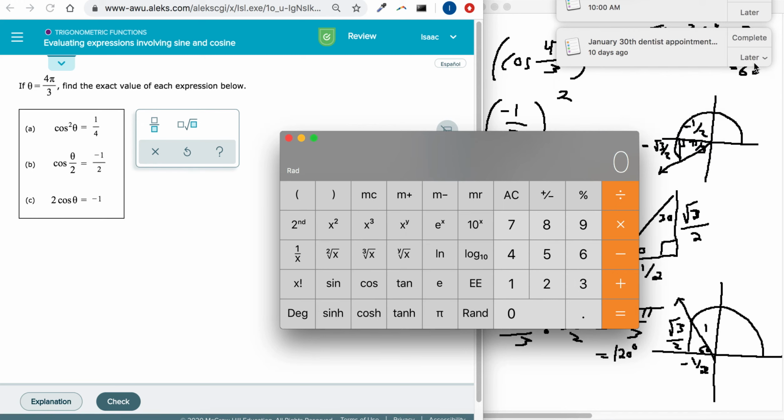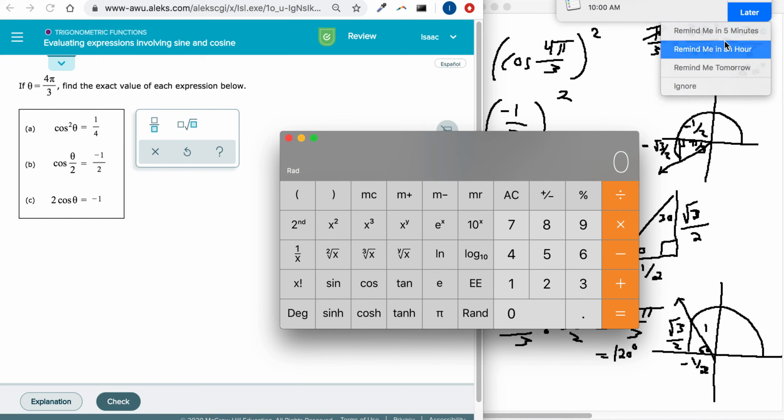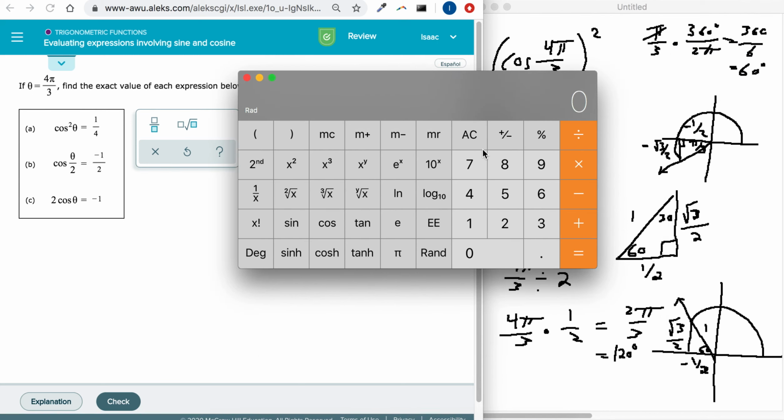You get to see what my reminders are. Okay, so cosine squared theta means find out what cosine of 4 pi over 3 is. So 4 times pi, divide by 3, and then cosine of that in radians, make sure your calculator is in radians. It's negative 0.5. But this says square your result, right? So I'm going to square what cosine 4 pi over 3 was. 0.25, which is 1/4. So we just backed up our answer.